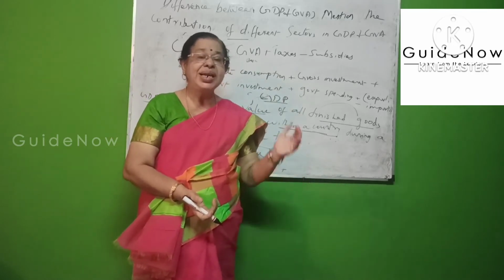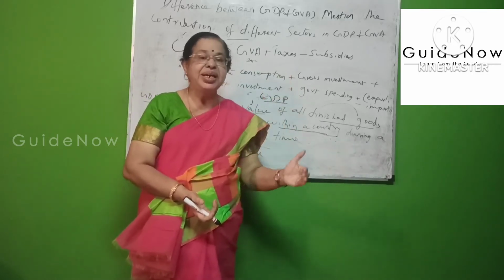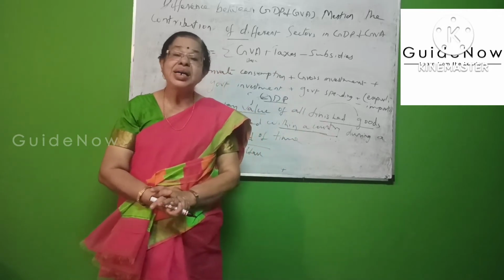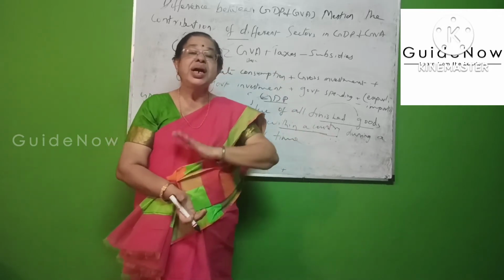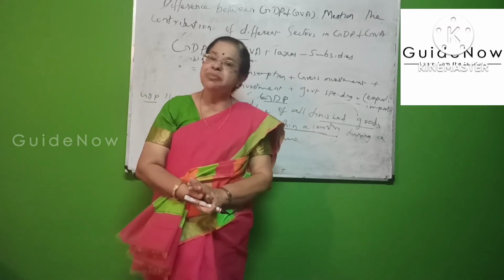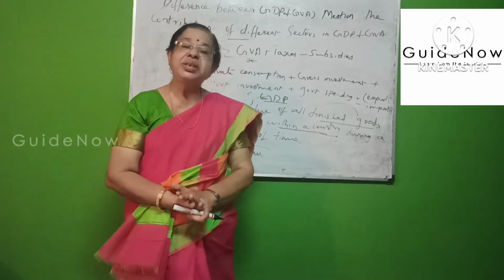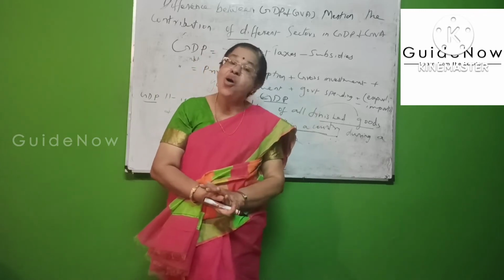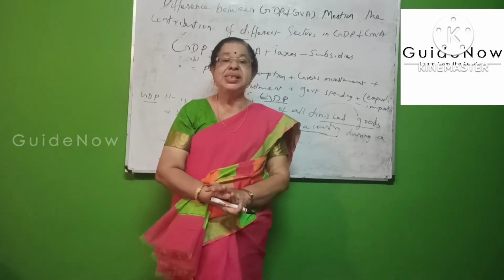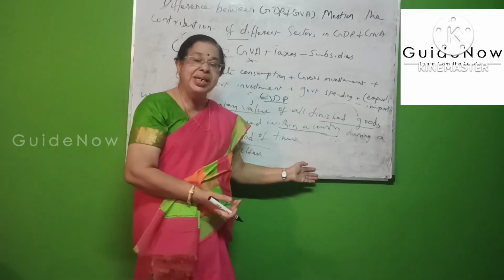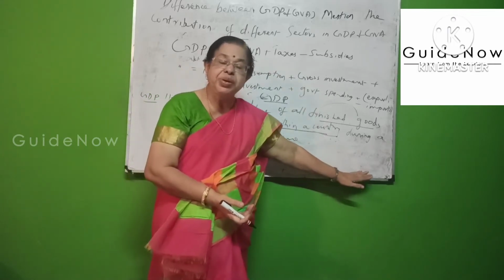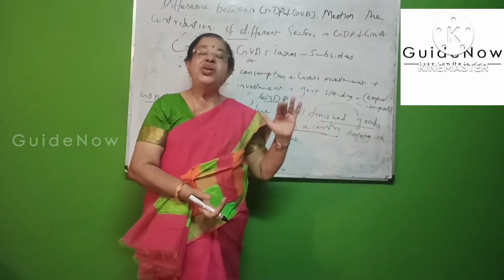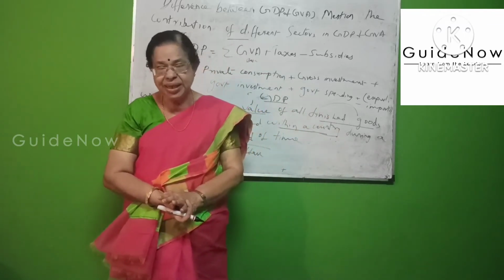Gross means total, D means domestic, within the country or within the territory, and P means only the products which are included, only the finished goods, not considering intermediate products. So gross domestic product represents the monetary value of all finished goods and services produced within the country during a specific period of time. Specific period means our financial year, 1st April to March 31st.